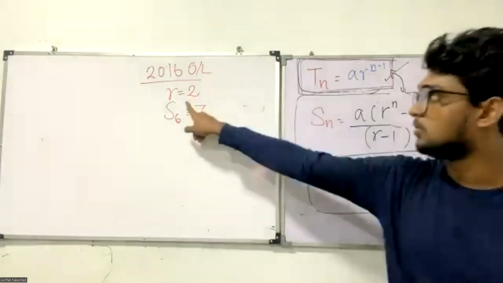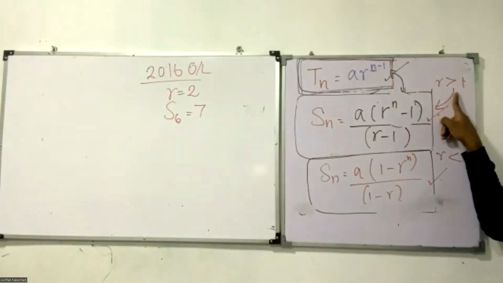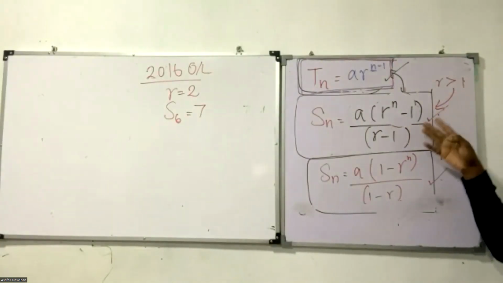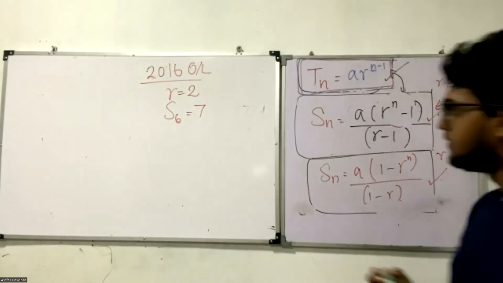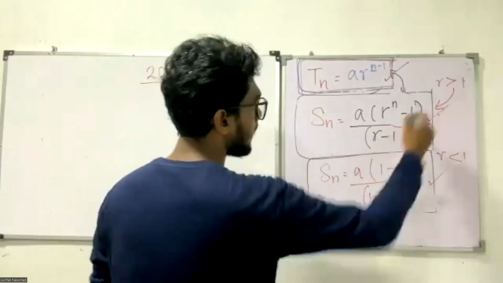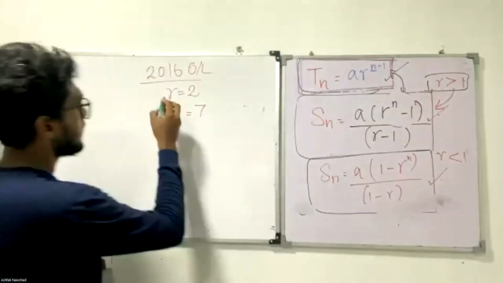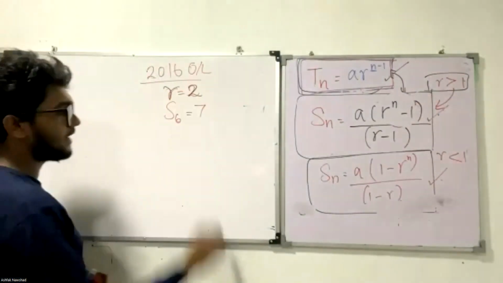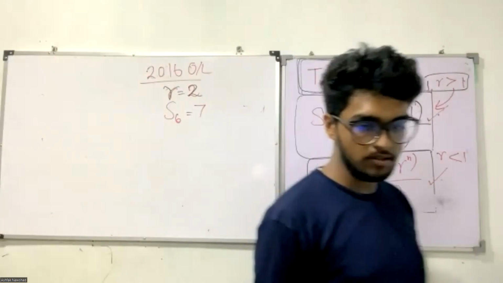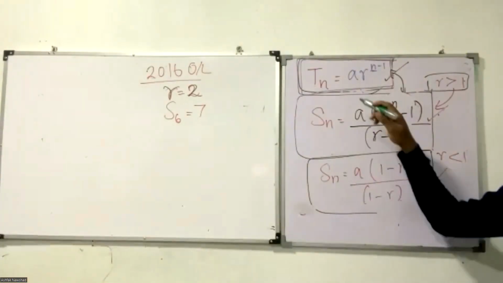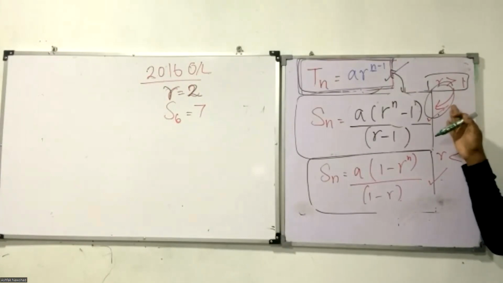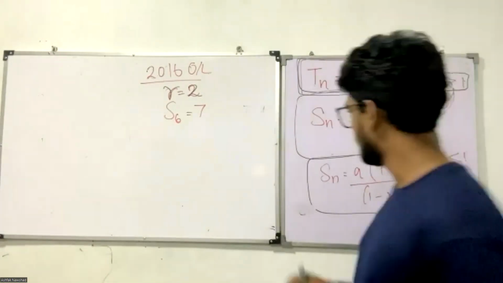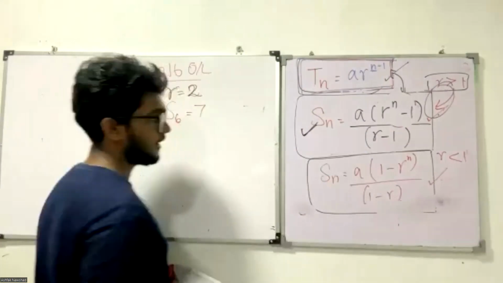See, the ratio is 2. 2 is something greater than 1. So we use the first formula. That is how we decide. We decide whether to use the first or the second formula by looking at the ratio. The ratio is 2, which is greater than 1, so we definitely have to use the first formula out of the 2. Right? Do you understand which one to use?